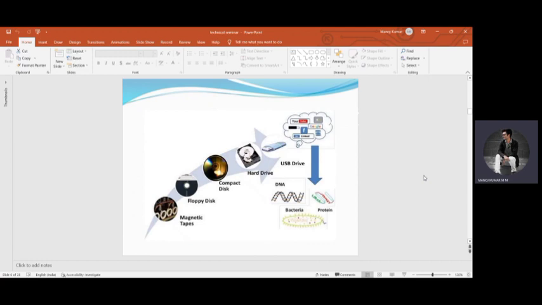These are the data storage devices we have evolved through till today. It starts from magnetic tape, next floppy disks, compact disks, hard drives, USB drives. Now, like YouTube, clouds, and next it is DNA, bacteria.